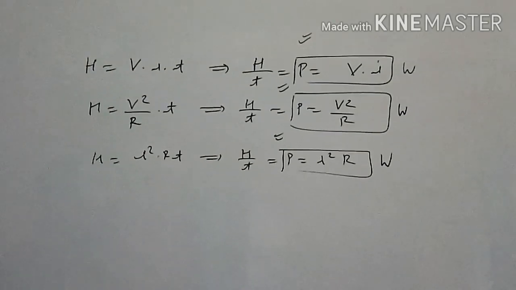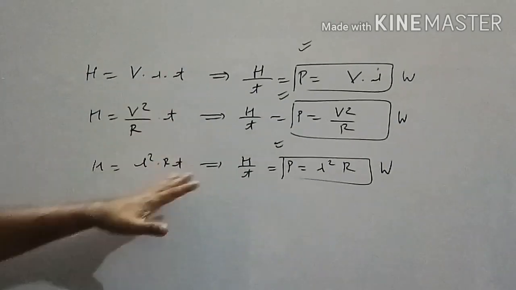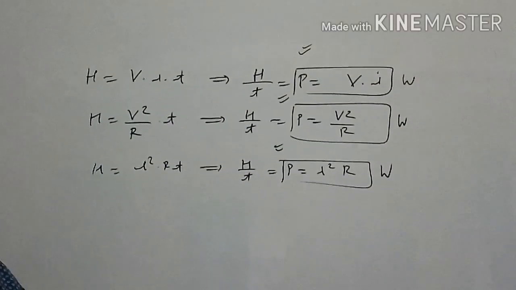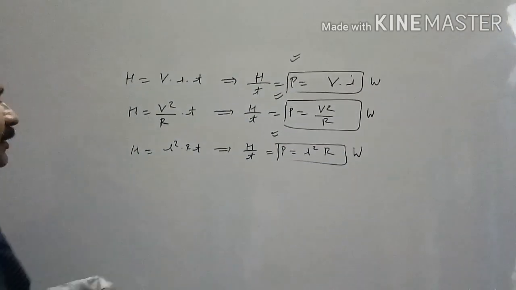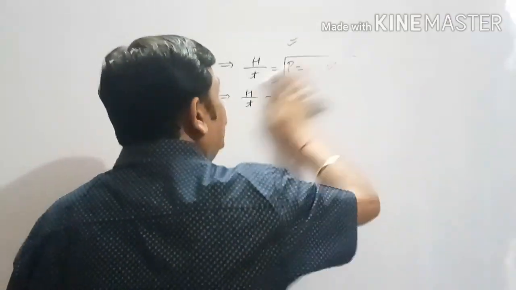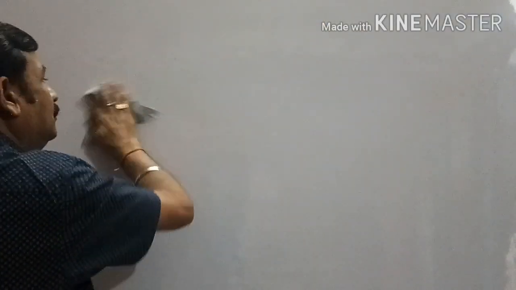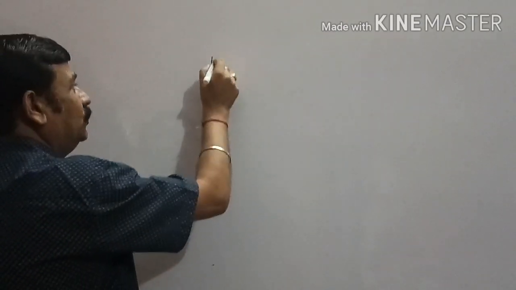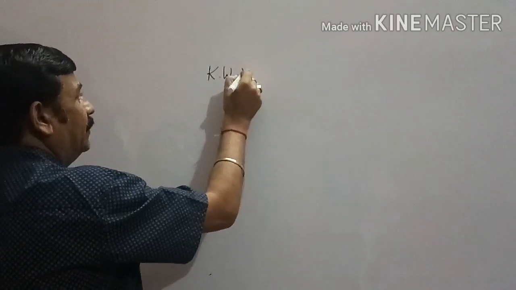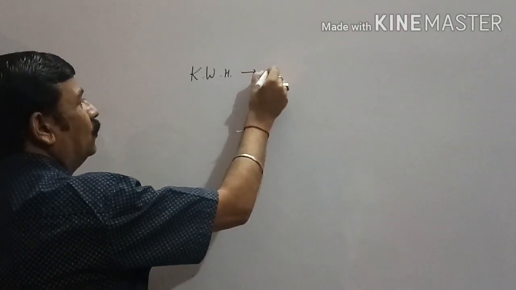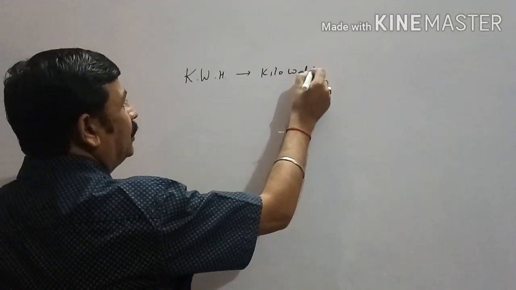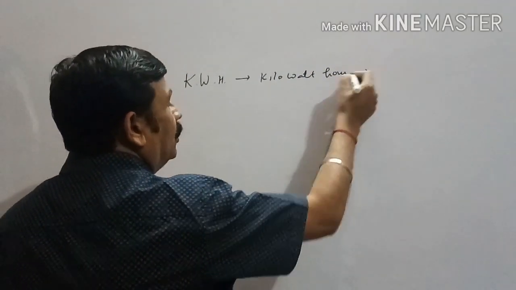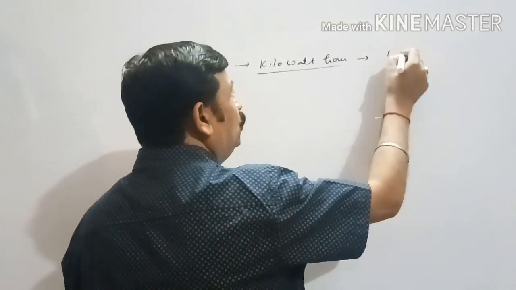Just for remembering purpose, replace T only. Remove T from the heat formula, you will get the power formula. Now finally is commercial unit of electrical energy. When we pay electricity bill, it comes in terms of a special unit known as kWh. The commercial unit of electrical energy is kWh, called kilowatt hour. This is also named as unit.